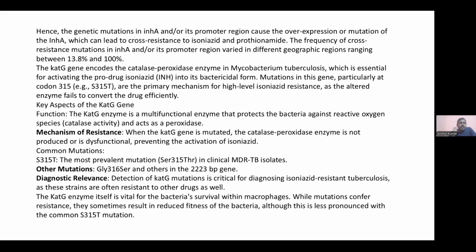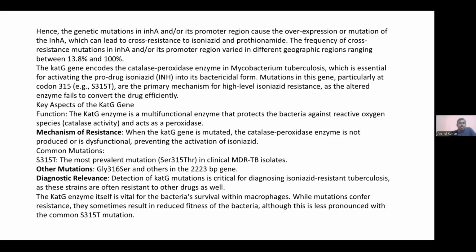Now, next, genetic mutation in the inhA or its promoter region causes overexpression or mutation of inhA, which can lead to cross resistance to isoniazid and prothionamide. The frequency of cross-resistance mutations in inhA and/or its promoter region varied in different geographic regions, ranging between 13.8% to 100%. The katG gene codes the catalase peroxidase enzyme in Mycobacterium tuberculosis, which is essential for activating the prodrug isoniazid into its bactericidal form.